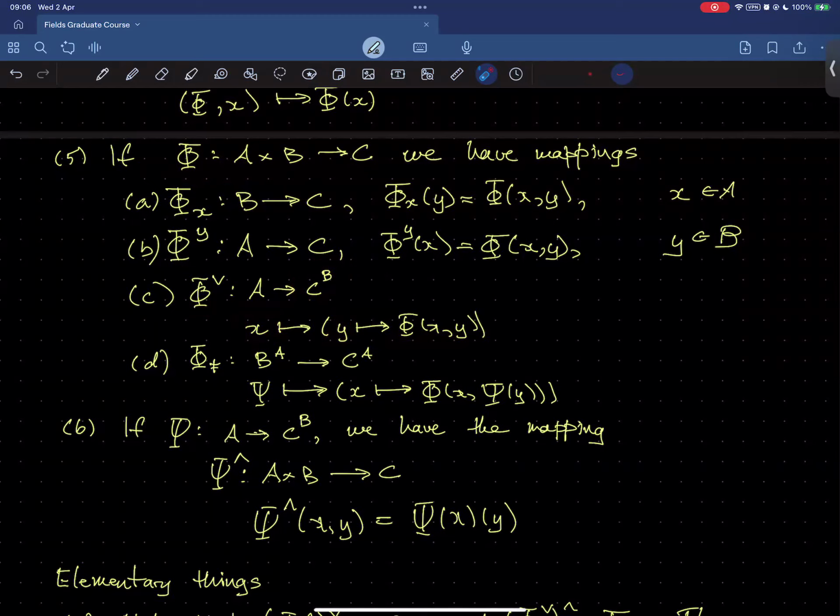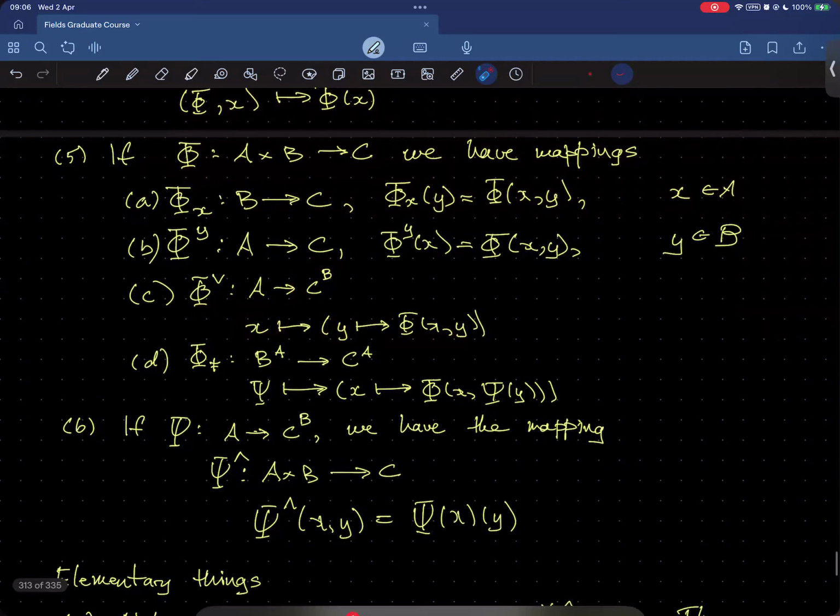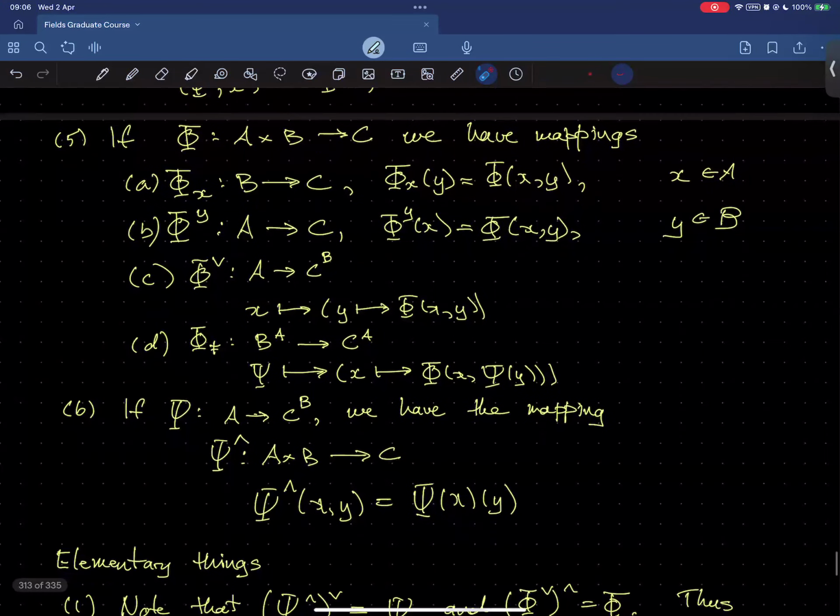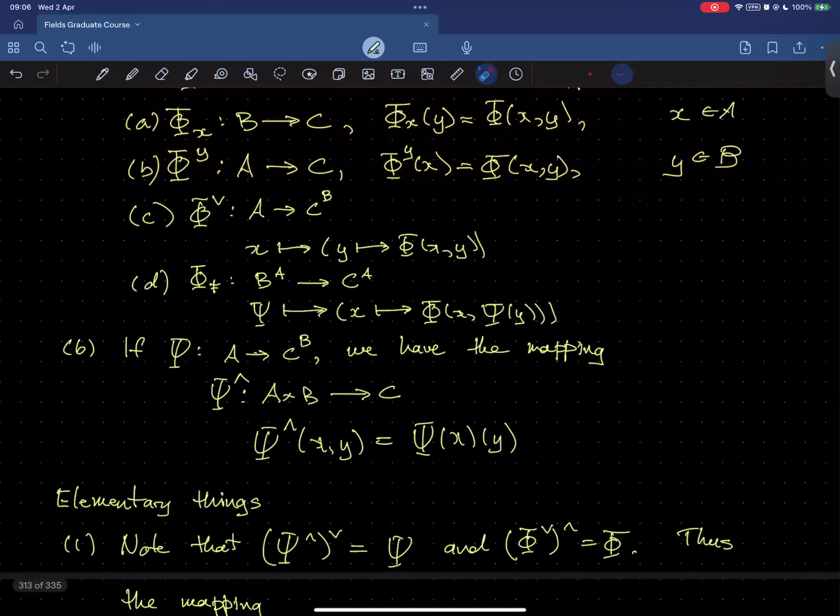All right, so this one takes a mapping on a product and gives you a mapping with values in a space of mappings. And then you have this other mapping, which I call phi dagger. This is a dagger, LaTeX dagger.